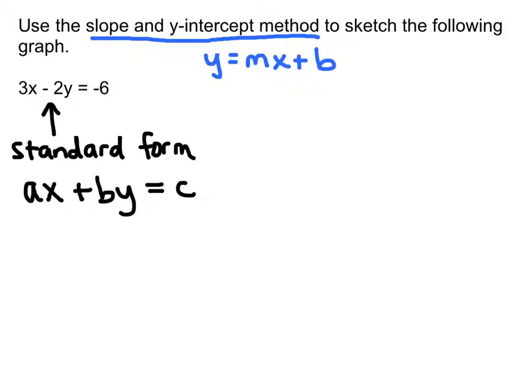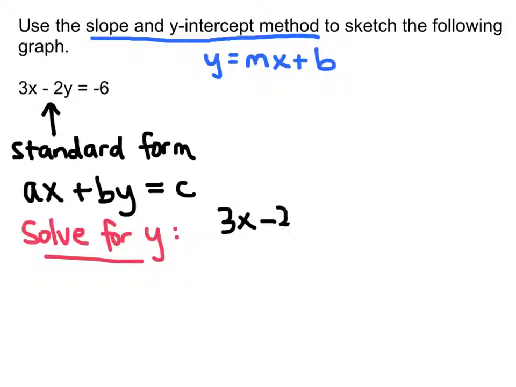So in order to actually sketch the following graph using the slope and y-intercept method, the first thing I'm going to have to do is change standard form into slope-intercept form. And in order to do that, we will have to solve our standard form for y. So I'm going to write that one more time. 3x minus 2y equals negative 6.